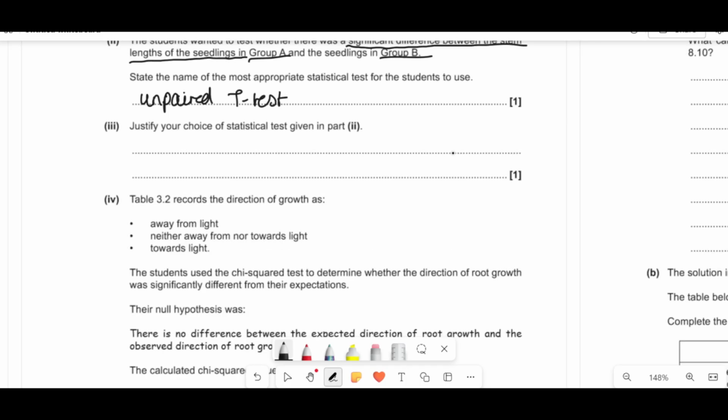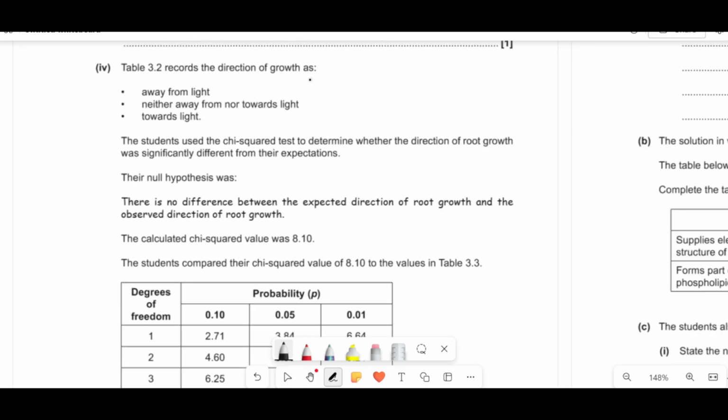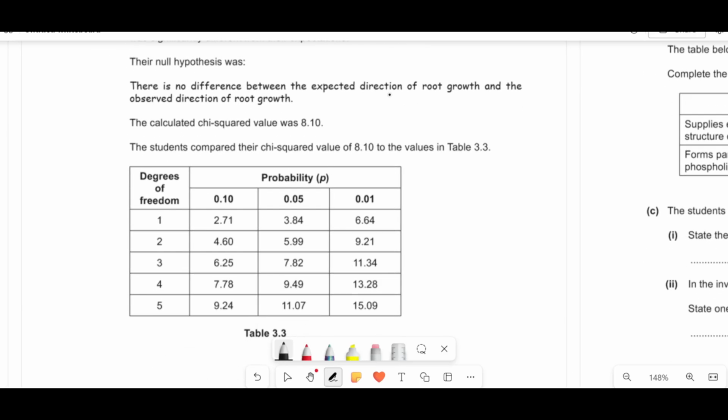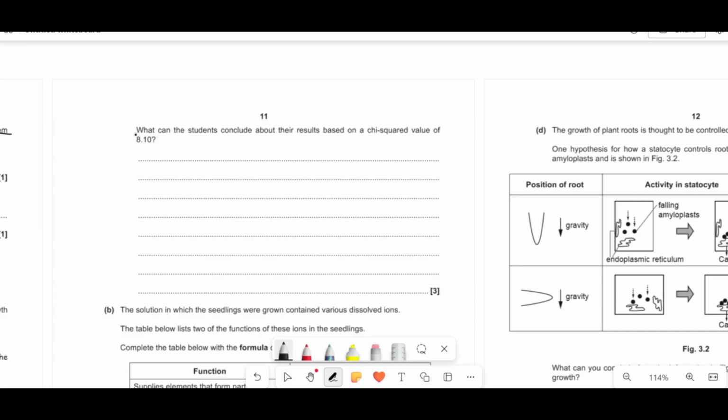So it says justify your choice of statistical test. Oh, it's exactly what I just said there. It's because we are comparing two means. There you go. Table 3.2 records the direction of growth, either away from light or towards light. Then it says the students used the chi-squared test to determine whether the direction of root growth was significantly different from their expectations, and their null hypothesis was there is no difference between the expected direction of root growth and the observed direction of root growth. The students compared their chi-squared value of 8.10 to the table here. Then it says what can the students conclude about their results based on this chi-squared value?